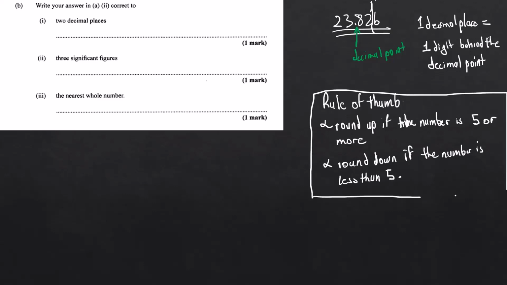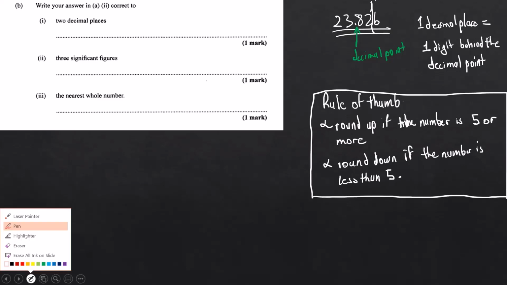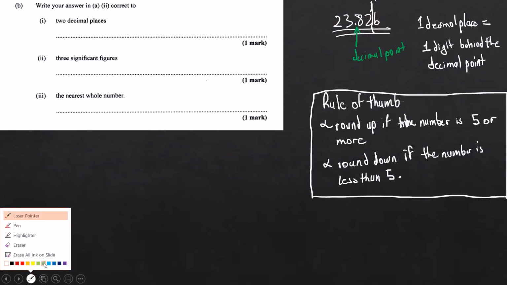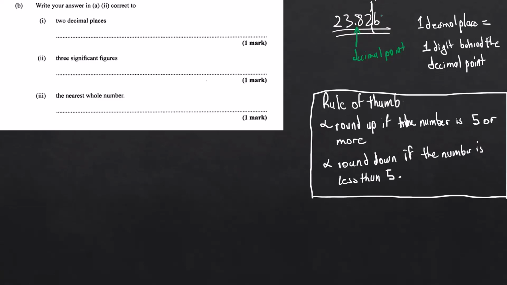So this is the rule of thumb for rounding off decimal places or even significant figures. 23.882 is the number that is 2 decimal places behind. So we're taking 23.82. This is the value that we're going to use, but you always check what the next digit is. If the next digit is 5 or more, you round up. If it's less than 5, you round down. Because the next digit is 6, which is more than 5, we're going to round up.